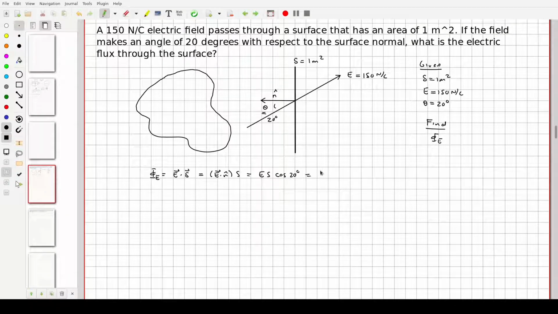So if I plug stuff in, E is 150 newtons per coulomb. The surface is 1 square meter. And I have a cosine of 20 degrees here. Let me grab a calculator here. All right, let's see. That is 150 times 1 times cosine of 20. And I get 140.95.